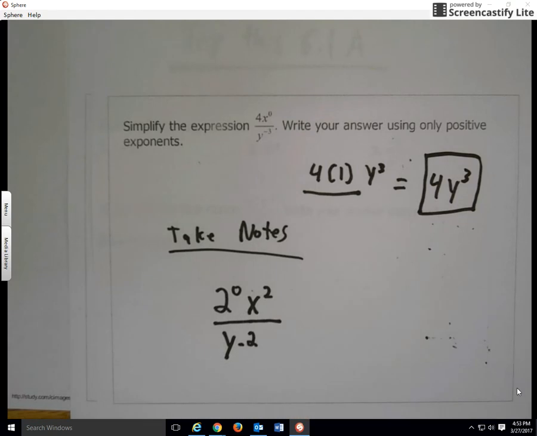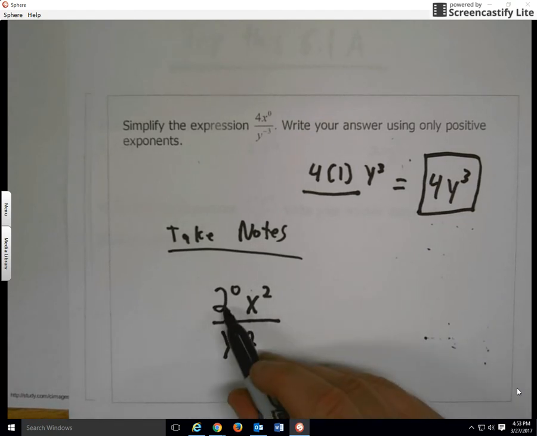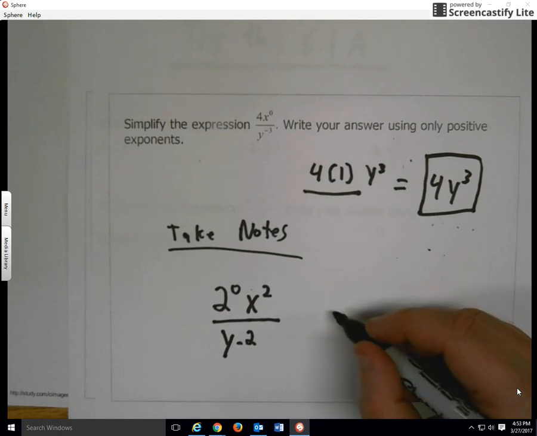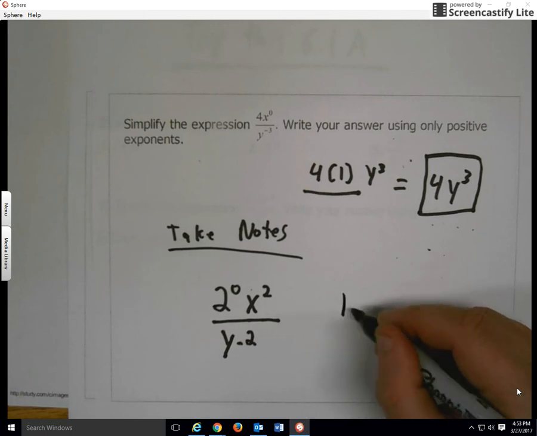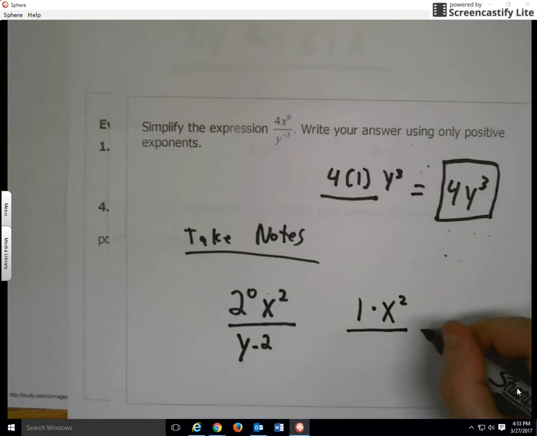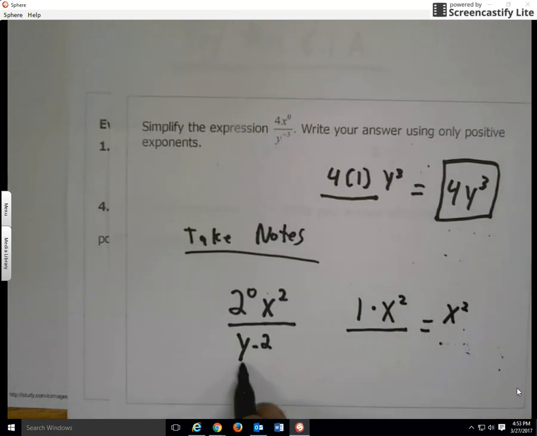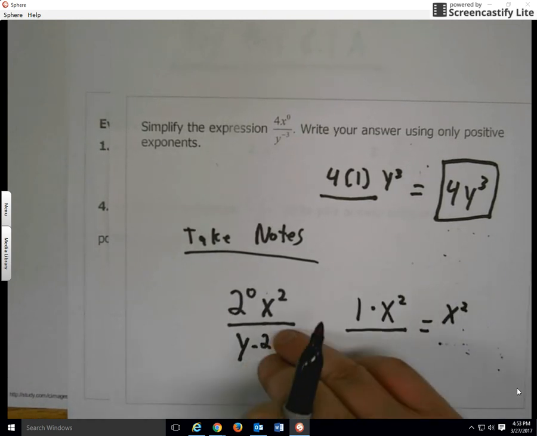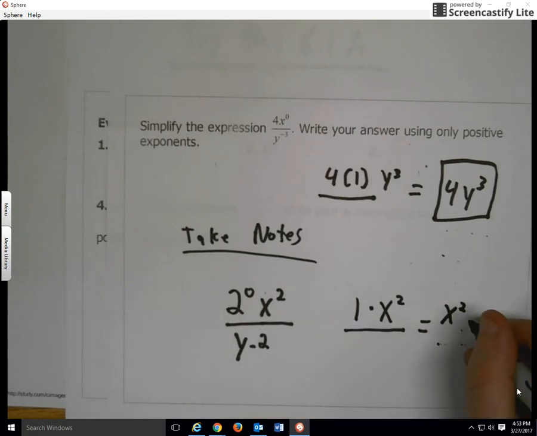Okay, take notes on this one. So let's start again. x to the 0 power would be 1. So we'd have a 1 there. And then 1 times x to the 2nd would just be x to the 2nd. But y to the negative 2nd power is in the denominator, but since it's negative, we just do the reciprocal and move it to the numerator. So it'll just be y to the 2nd in the numerator. That's your answer.